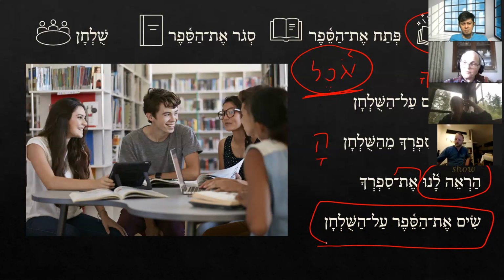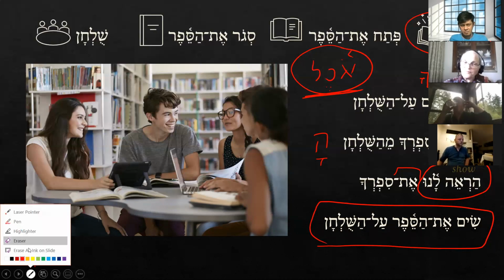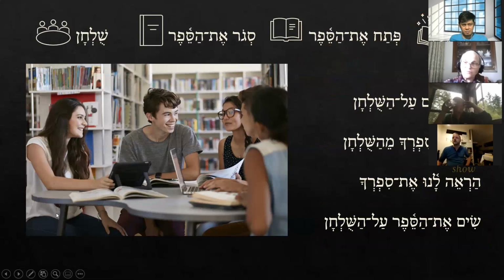Okay, let's see if we can erase some of this. Do you understand where we're going with this? Yeah. Okay, so yesh means existence. There is. The opposite of yesh is en.